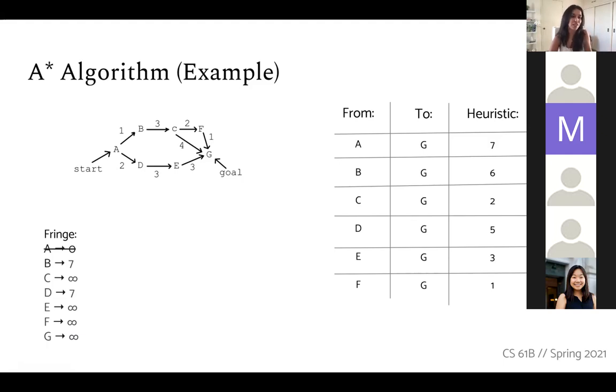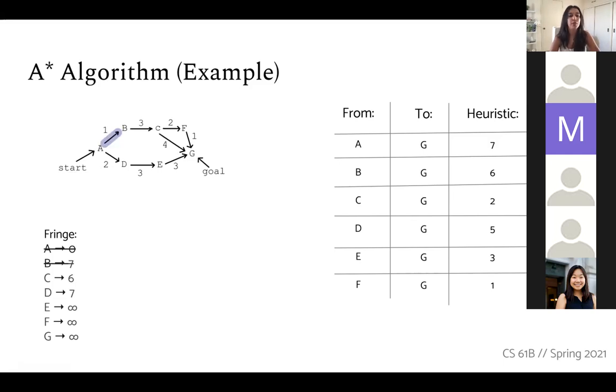But in this case, we're going to assume it's random. So we're going to pop B next, and we're going to update B's children. So in this case, B's neighbors. B only has one neighbor, which is 6.